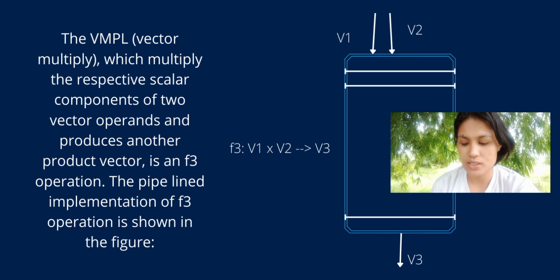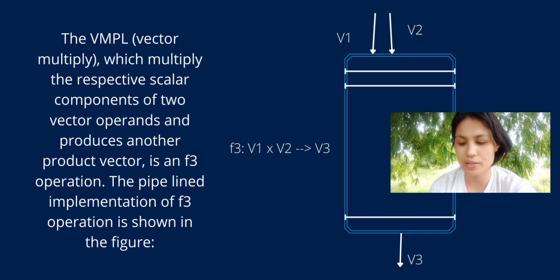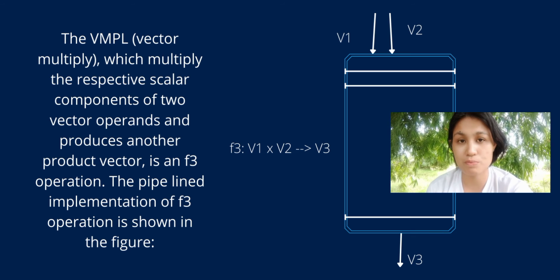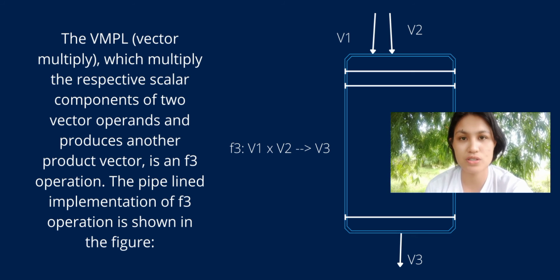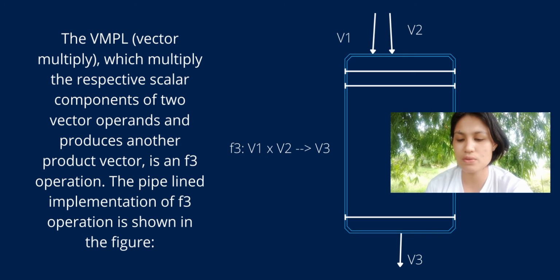The third one is the VMPL or the vector multiply, which multiplies the respective scalar components of 2 vector operands and produces another product vector, is an F3 operation. The pipeline implementation of F3 operation is shown in the figure. Let's try to look at the figure.